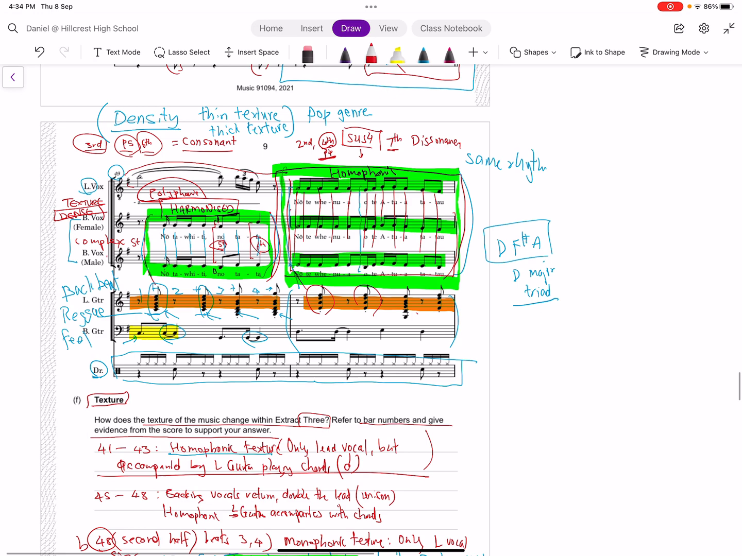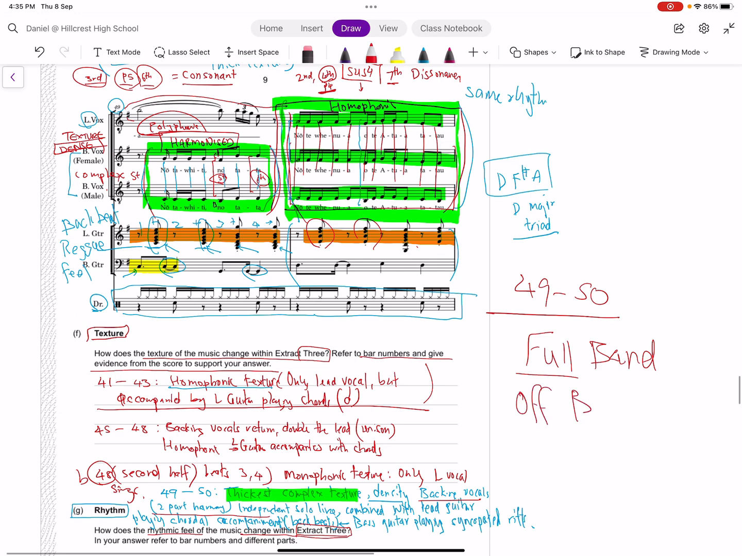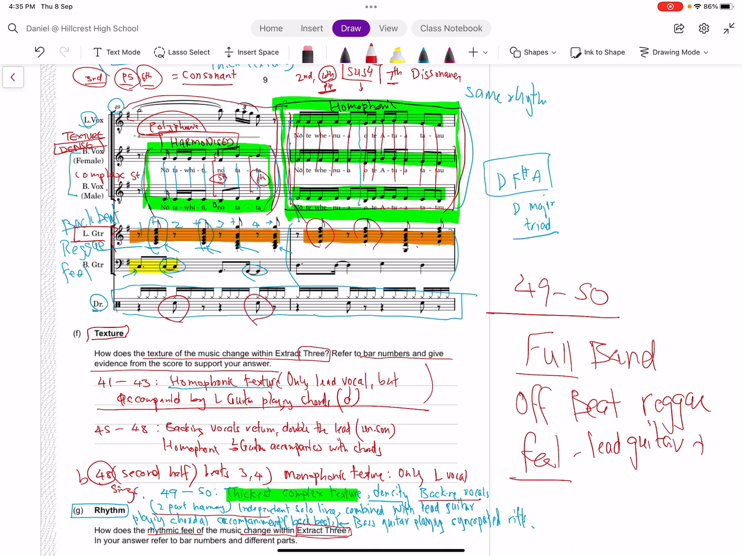But here, there's a big change from 49 to 50. We have the full band playing sort of the offbeat reggae feel, driven by the lead guitar and the kick bass. Well, it is coming on 1, 2.